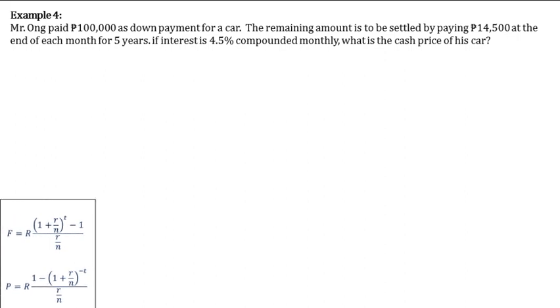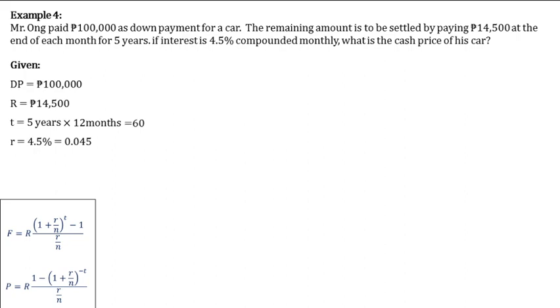So, that is our formula. Given, let us write the given. He has 100,000 pesos as down payment. Then, the remaining amount is to be settled by paying 14,500 every month for 5 years. So, every month for 5 years, that is 60 times. Our rate is 4.5% or 0.045 compounded monthly. What we are looking for is the cash price.